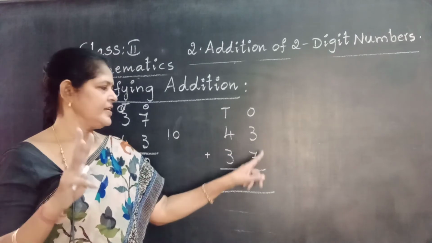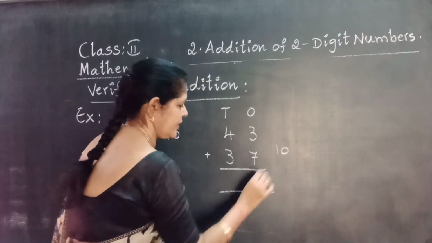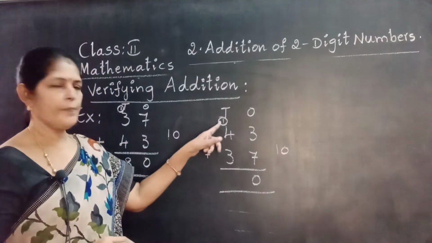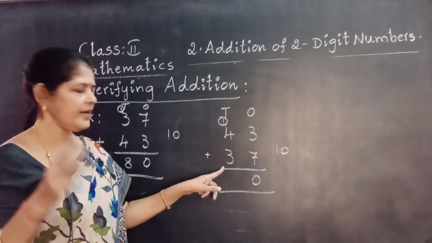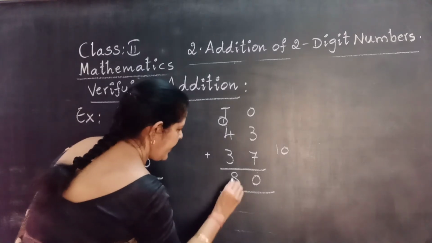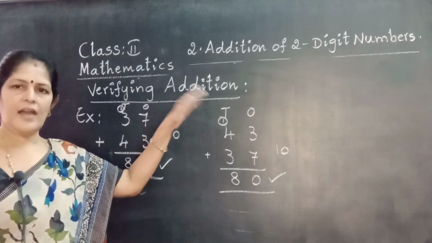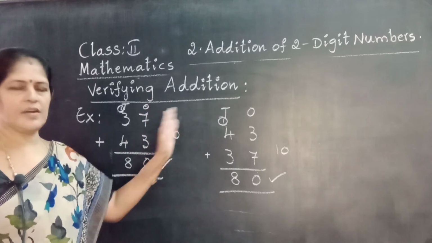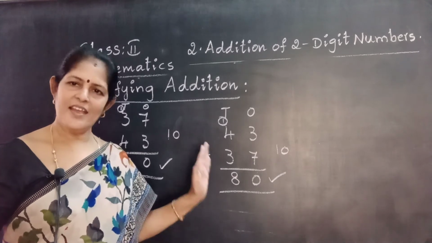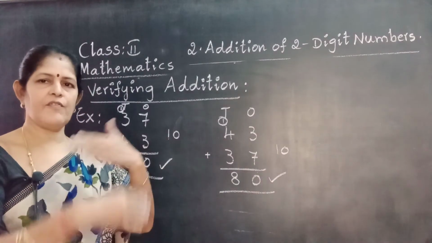Take 3 fingers. 7 after 8, 9, 10. Right side, 0 write in the ones place. 1 carry to tens place. 4 plus 1, 5. 5 in the mind. Take 3 fingers. 5 after 6, 7, 8. 80. We get the same total. This is called verifying the addition. Verifying addition means we check our answer ourselves. Here we get 80, here also 80. We write the numbers in reverse order.